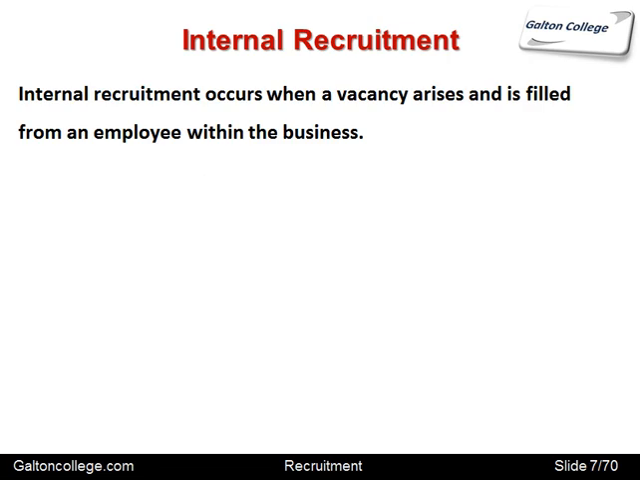Internal recruitment occurs when a vacancy arises and is filled from an employee within the business. So the business has a vacancy and an existing member of staff, an existing worker, is moved to fill the vacancy.